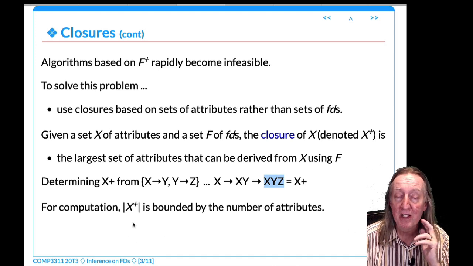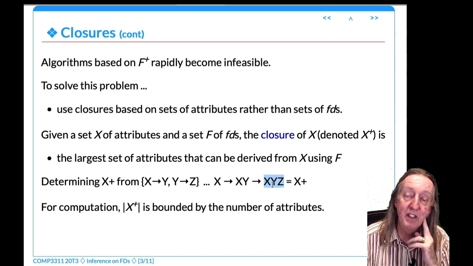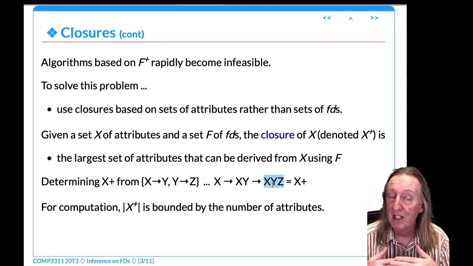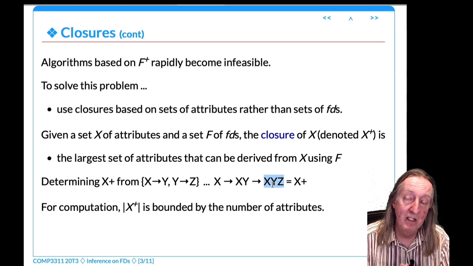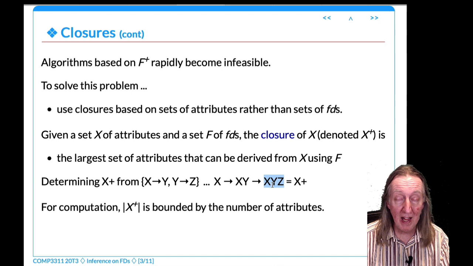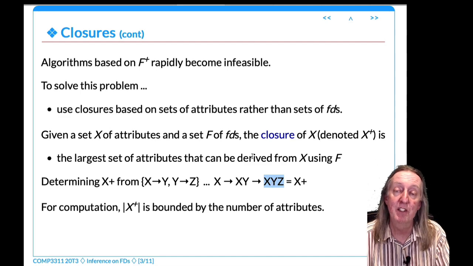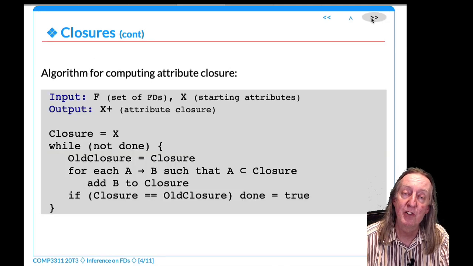All right, so the nice thing is that clearly the size of this is going to be bounded by the number of attributes. You can't have a closure of X which is larger than the number of attributes. There may be a number of steps to get to the closure, but at least the size of the closure is bounded.